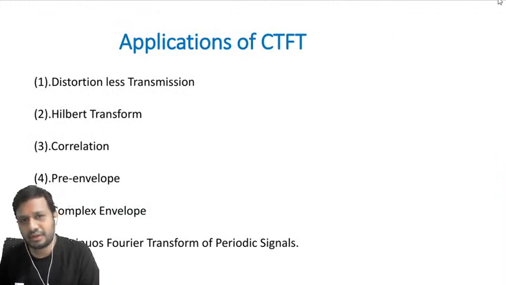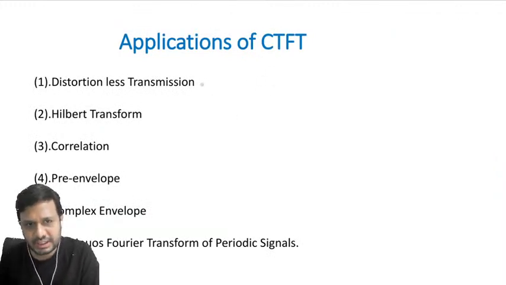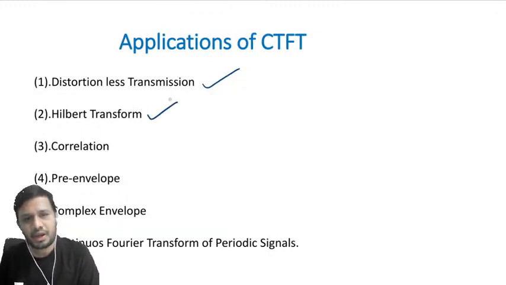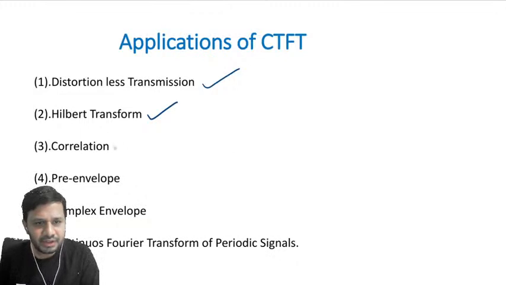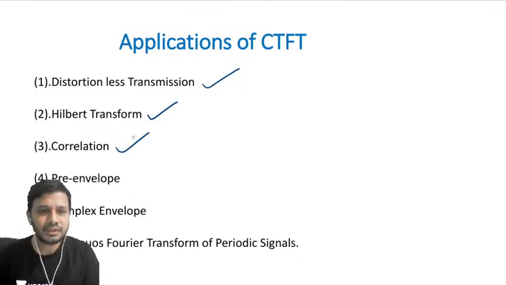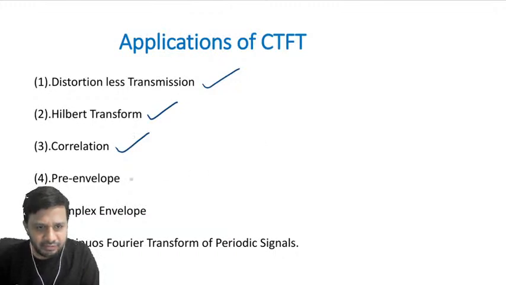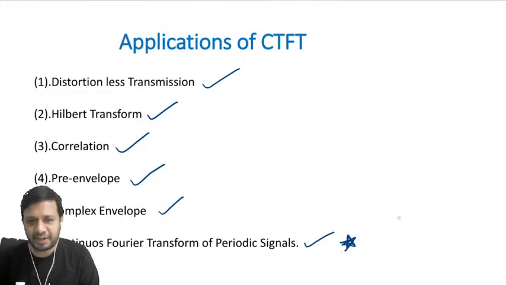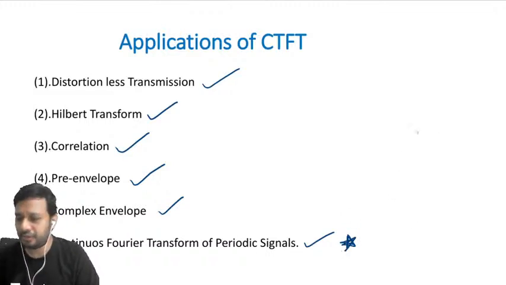And after that I'm going to discuss the applications of continuous time Fourier transform, like distortionless transmission, in which we'll discuss what is group delay, phase delay, and what are the conditions for distortionless transmission, what are the conditions on magnitude response, phase response. And after that I'll introduce the concept of Hilbert transform, how Hilbert transform is different from other transforms, and how we are going to use Hilbert transform in communication. And after that we'll see the correlation, how to measure the similarity between two signals, what is autocorrelation, what is power spectral density, and all we'll discuss here. And we'll see what is pre-envelope, complex envelope, and how to find the continuous time Fourier transform of periodic signals. This is a very important topic, right? Various examples are also taken on each and every topic, my dear students.